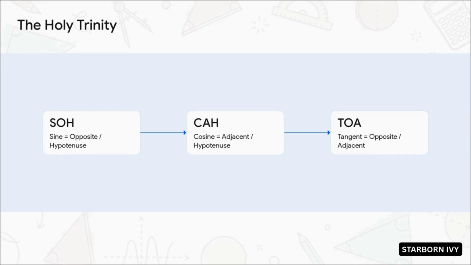That's all it is. So SOH tells us that the sine of an angle is just the length of the opposite side divided by the hypotenuse. CAH means cosine is the adjacent side over the hypotenuse. And TOA means tangent is the opposite side over the adjacent. They're not scary formulas, they're just simple recipes.